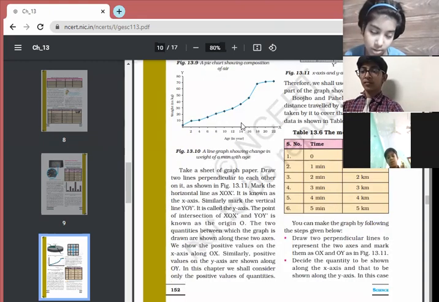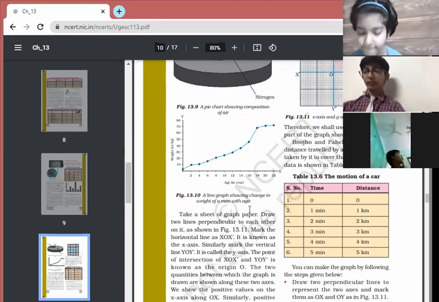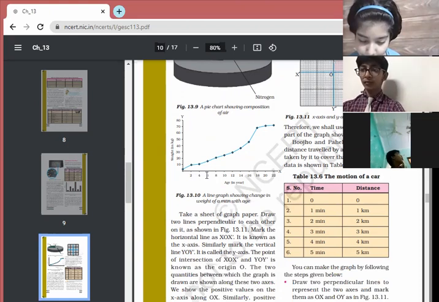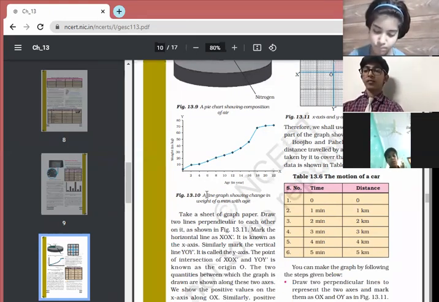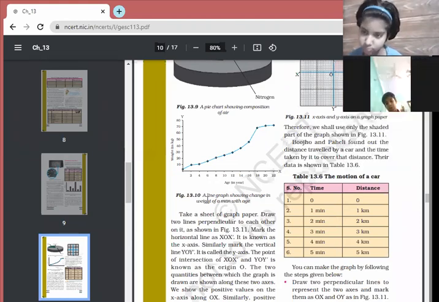And this is in figure 13.10. This is a line graph showing change in the weight of a man with age. You can draw a graph in any way. Even you have seen in your report cards, we used to draw the graph of how much you have scored in cycle 1 or in term 1, either A2 or A1, and how much you are going to score in A2, this UT2 and your final.